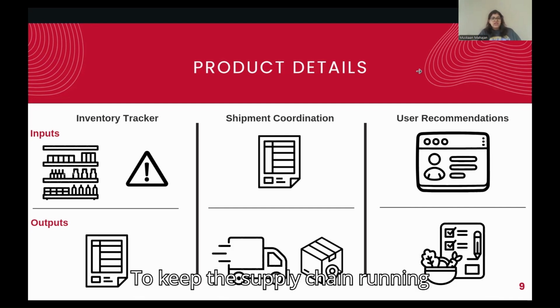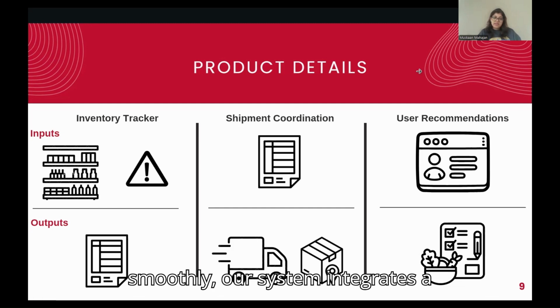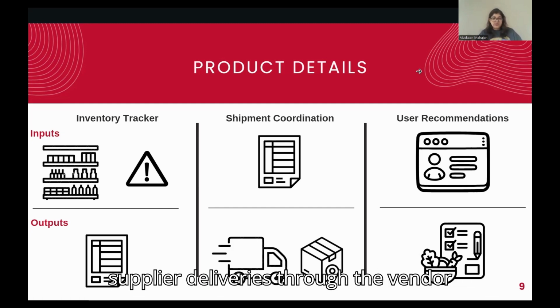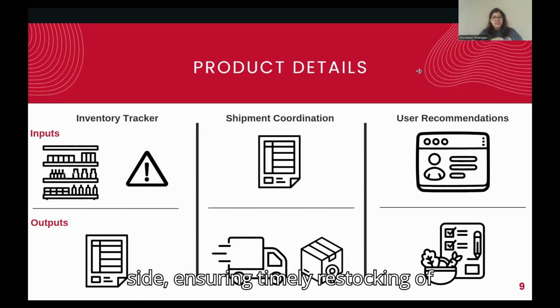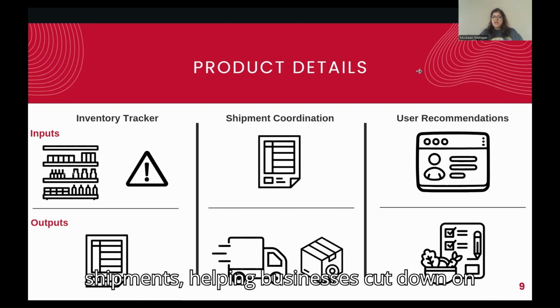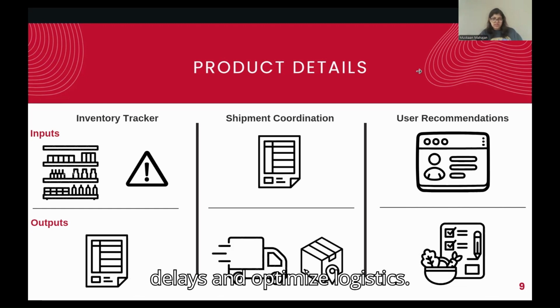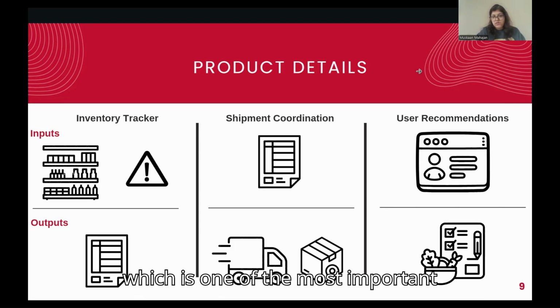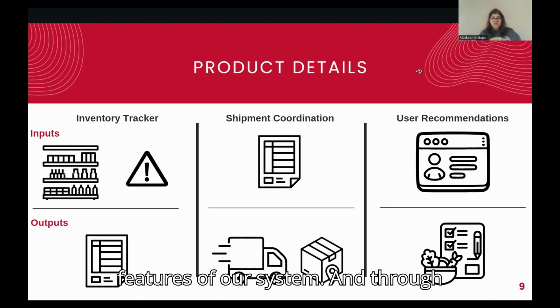To keep the supply chain running smoothly, our system integrates a shipment coordination process. It manages supplier deliveries through the vendor side, ensuring timely restocking of essential products, tracks order fulfillment status, reducing errors and improving overall efficiency. And thirdly, it enables better scheduling for shipments, helping businesses cut down on delays and optimize logistics.